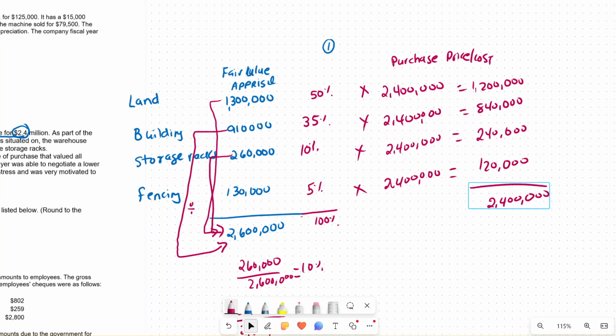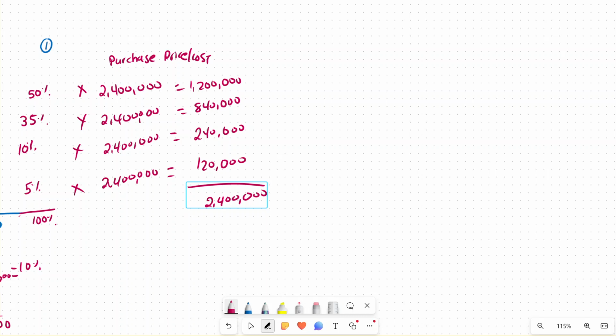And then you're going to take each number and charge it to that asset. So we are going to have land, that will be a debit. You're going to have a building, that will be a debit of 840,000.